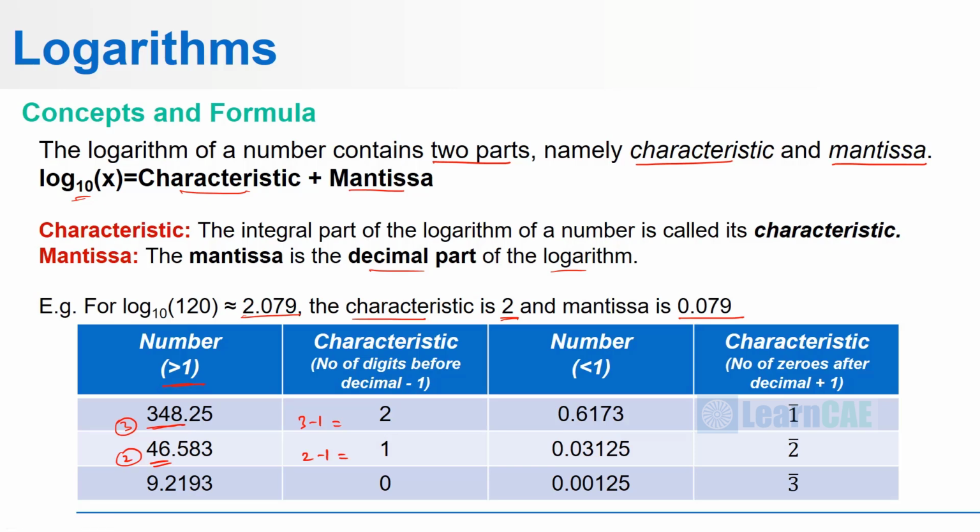Next, when the number is less than 1, like the decimal shown here, then the characteristic is given by number of zeros after the decimal plus 1. That is, number of zeros after the decimal here is 0. Therefore, 0 plus 1 is equal to 1, and it is denoted by a bar above it. Okay. Next, in this case, the number of zeros after the decimal is 1. Therefore, the characteristic of this one is 1 plus 1 is equal to 2. So, it will have a bar on it. Similarly, for the next one, the characteristic is 3 bar.